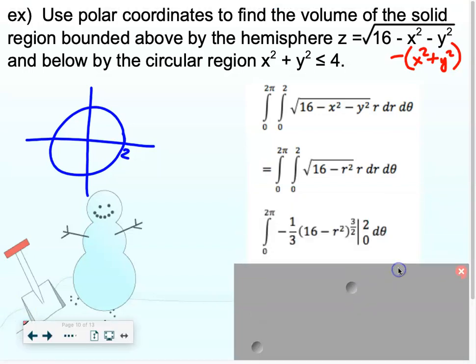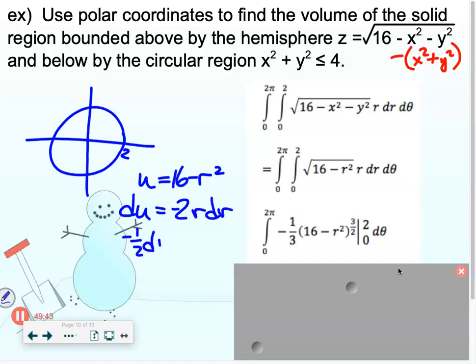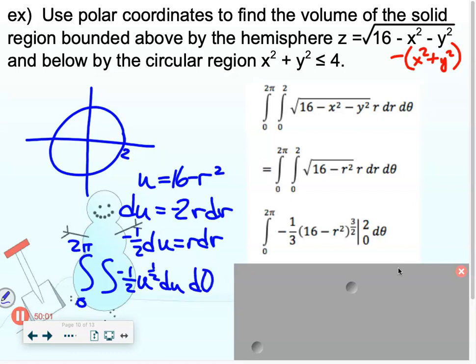Okay, so if you do a U substitution, so your U, let's see if we remember U sub, 16 minus r squared, du is negative 2r dr, negative 1/2 du equals r dr. So this stays 0 to 2 pi. I'm not even going to write my limits because I've got to convert back. So we have negative 1/2 u to the 1/2 du, and then your d theta just comes along. So this becomes u to the 3/2 divided by 3/2 or times 2/3.